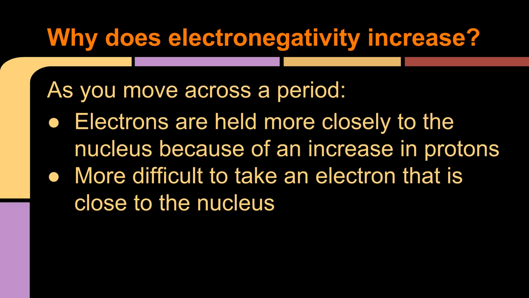So why does that electronegativity increase as you move across the period, from left to right? Well, electrons are going to be held more closely to the nucleus because if you remember when we talked about atomic size, or the atomic radius, the atoms get smaller when you move to the right-hand side of the periodic table. So what that means is that if you have a smaller atom, those electrons are nice and close to the nucleus. So it's going to be really difficult to try to take an electron away from that nucleus because those electrons are nice and close to those protons, which is where they want to be.